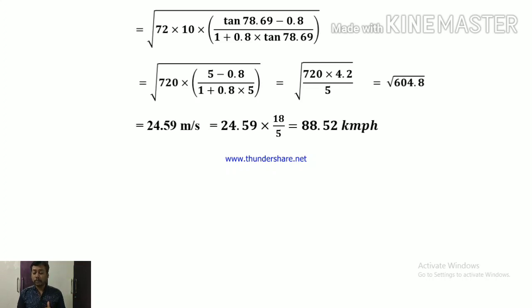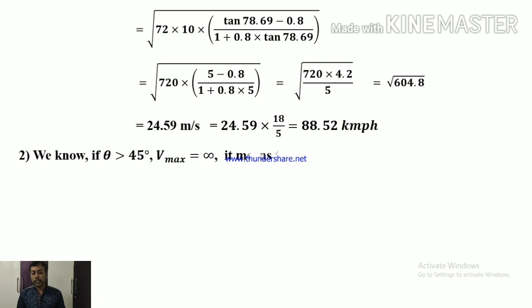But we have to find out the answer in kilometer per hour. So multiplied by 18 upon 5. So 24.59 into 18 upon 5, we get 88.52 kilometer per hour. That is the lower speed limit. Now V minimum is calculated here. V minimum is equal to 88.52 kilometer per hour.